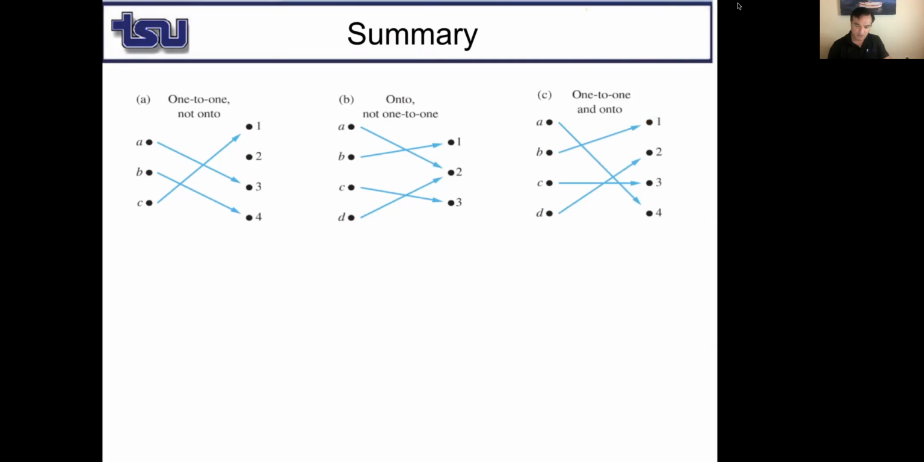Why? See, we covered all the elements in the codomain, so that's onto, and each element from the domain is mapped to a distinct element in the codomain. This is not onto. Why? Because this 4 is not covered, and this is not one-to-one. Why? Because both A and C are mapping to the same element.